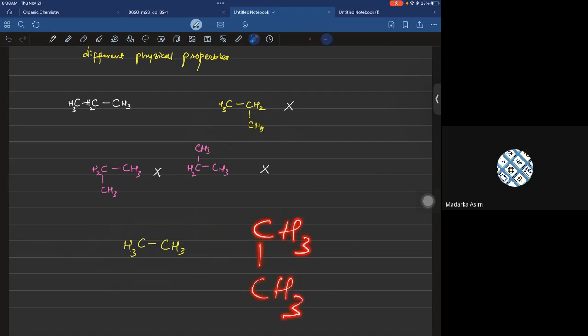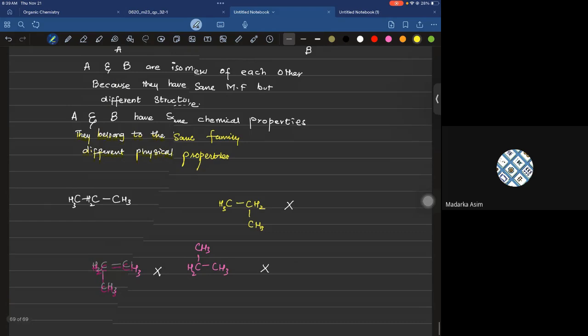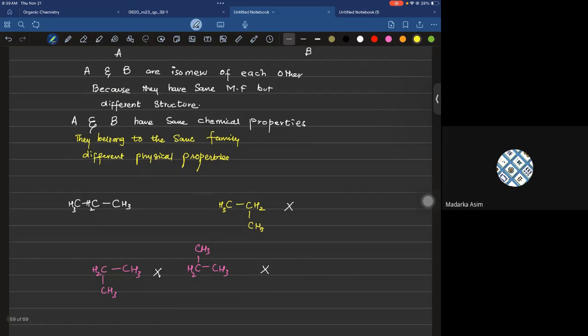So remember, for ethane, isomerism is not possible. For propane, isomerism is not possible. But for butane, isomerism is possible. As you can see, for butane, I have drawn the two structures. But for propane, there is no possibility. For ethane, there is no possibility. For methane, there is no possibility. But for butane, there are two possibilities to draw the structure.